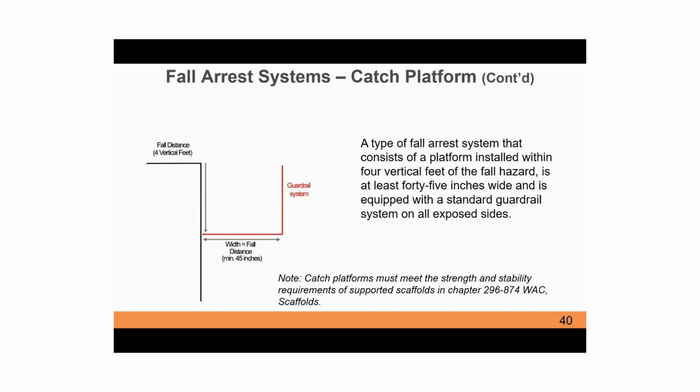So the fall distance can only be 4 feet. Once the edge of the roof is there, the platform has to be within 4 feet below. And each catch platform has to have a guardrail system in place that meets the standard guardrail system requirements. They also have to meet the strength and stability requirements of supported scaffolds.